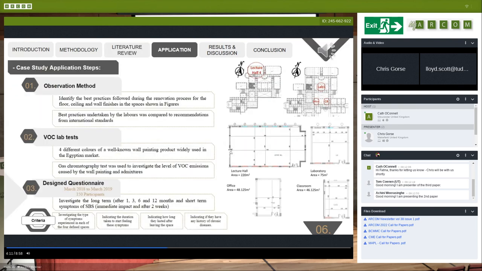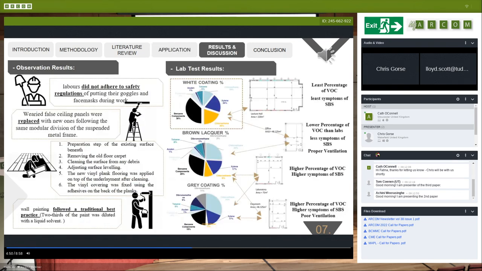For the application part, the case study selected discussed the renovation activities of an educational building within the British University in Egypt. Four different spaces were selected with different areas and occupancy rates. This method was done in three steps. First, observation of the practice undertaken by labor during the renovation process. Second, lab tests were performed on different painting materials using gas chromatography. Third, a questionnaire was done to identify sick building syndrome in the short term and long term on different occupants of the spaces.